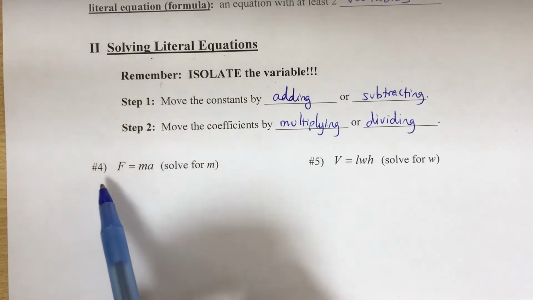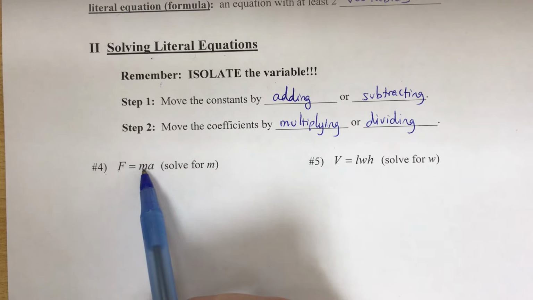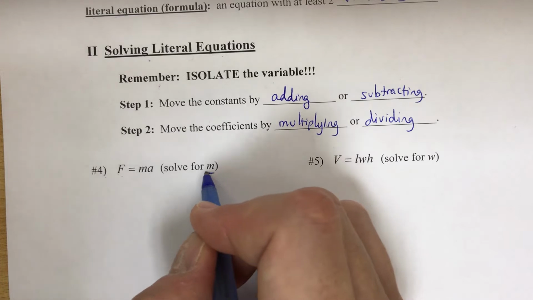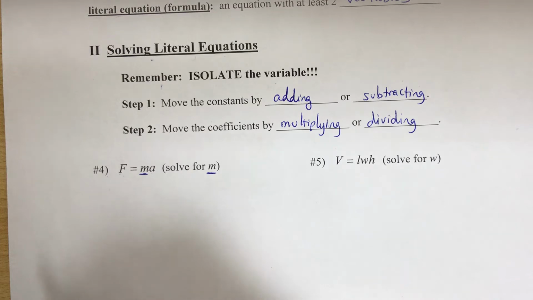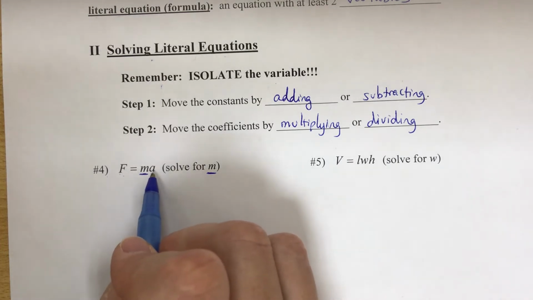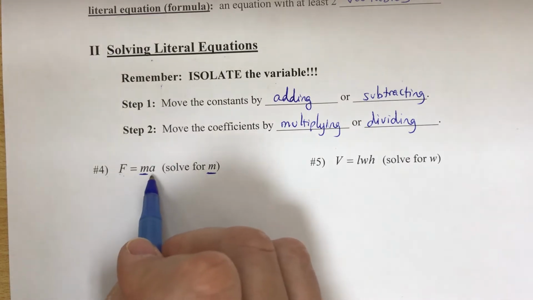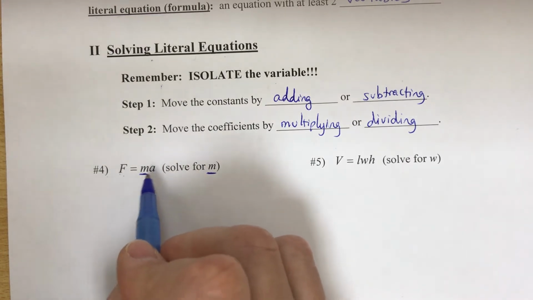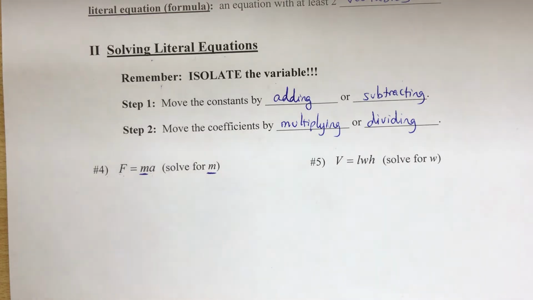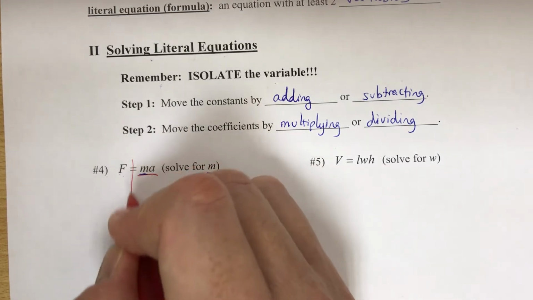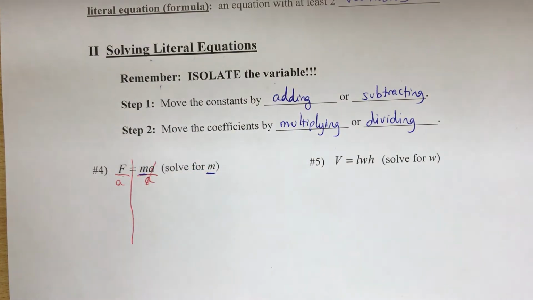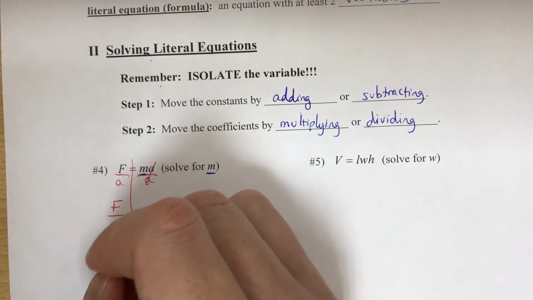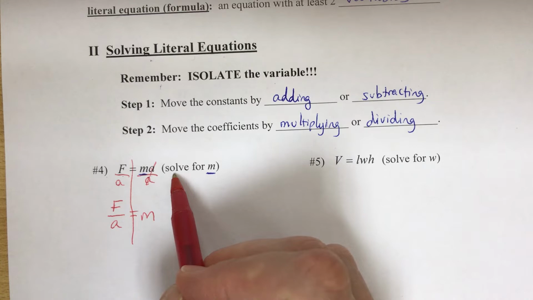Okay, so let's do a few examples here. Number 4 says F equals m times a. This is force equals mass times acceleration. We're going to solve for m. So that means that we want this variable to be by itself. I'm not going to move m, I'm going to move everything that's on that side of m. So we want to move a to the other side. Well, right now these are multiplying. So how do we undo multiplication? We divide both sides by this value. a divided by a is 1. So we get F divided by a equals m. And now it's solved for m.